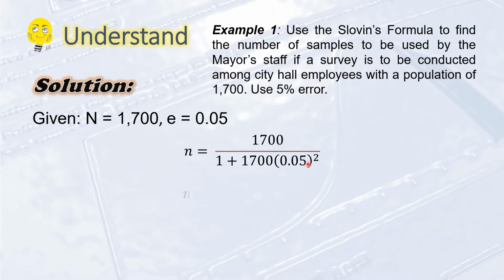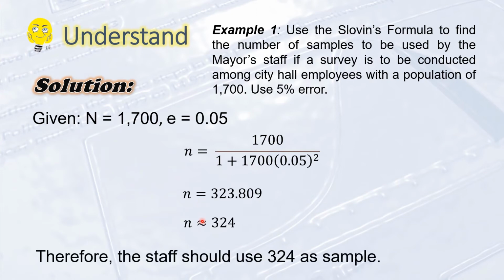We may use our calculator to evaluate. Then this is equal to 323.809. And since the sample size must be a positive integer, we round this up to get 324. Therefore, the staff should use 324 as the sample size.